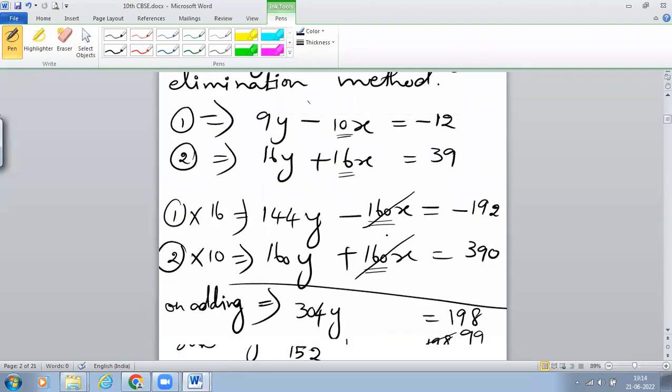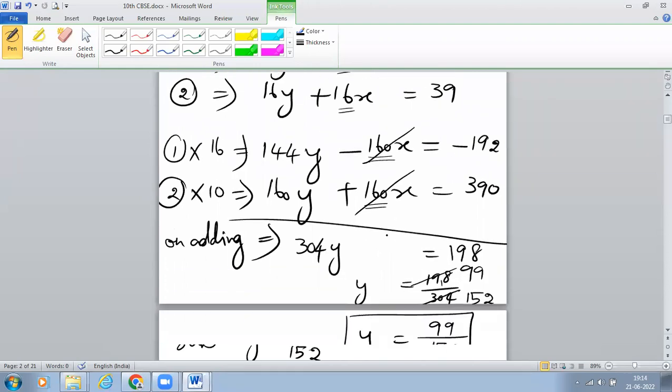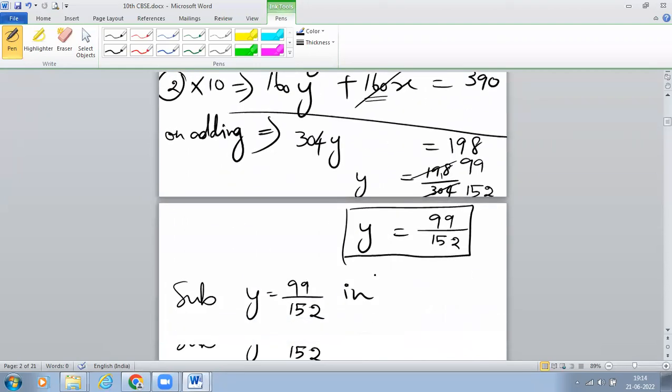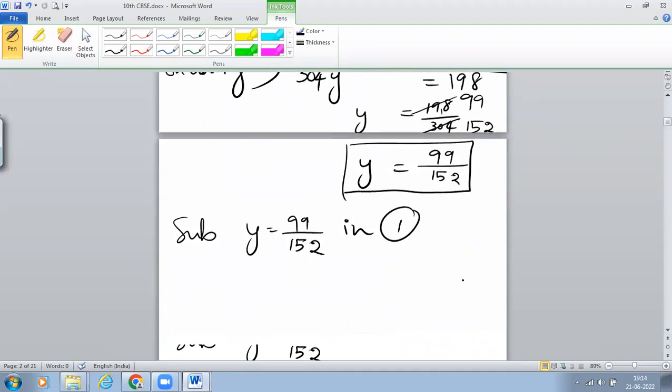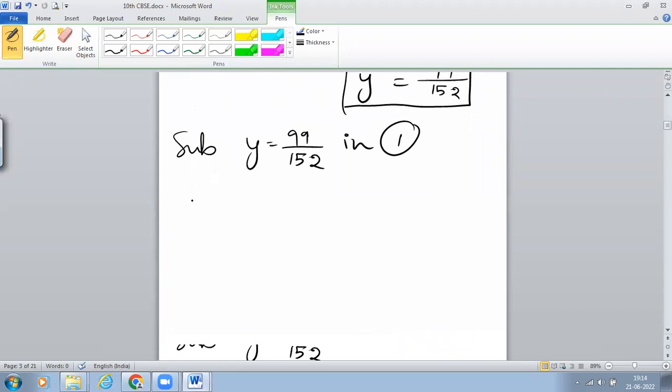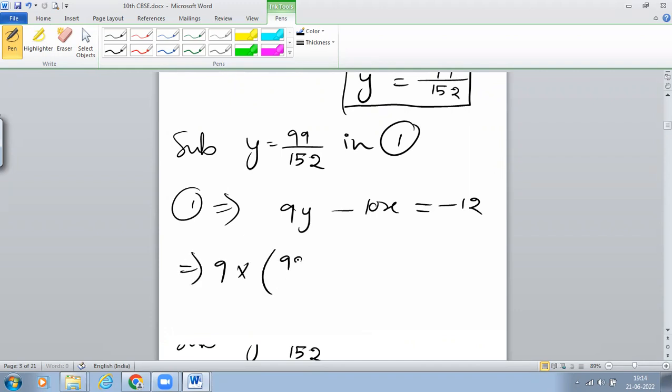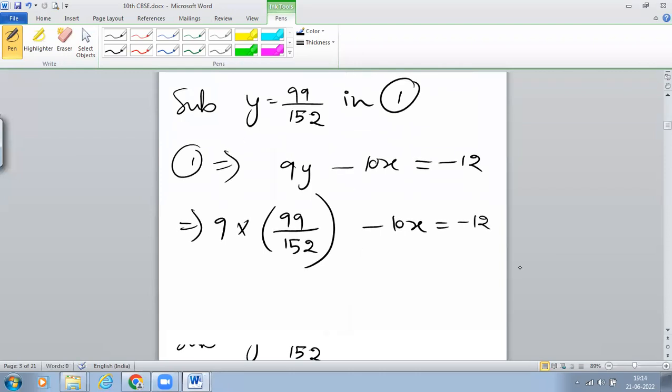I'm going to substitute in equation number 1. First we have to write what is equation number 1: 9y minus 10x is equal to minus 12. In this equation, we substitute the value of y. So we get 9 into 99 by 152, minus 10x is equal to minus 12.